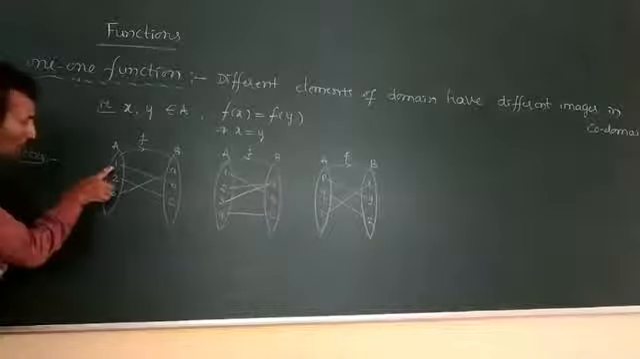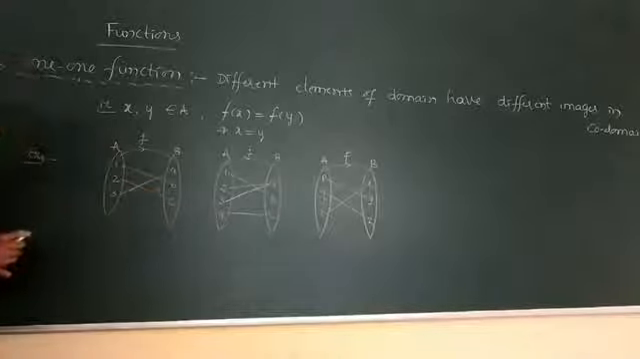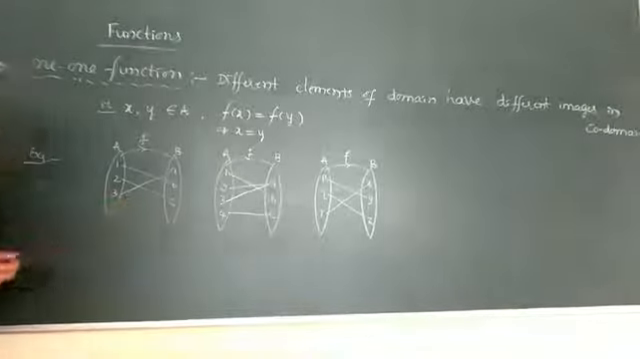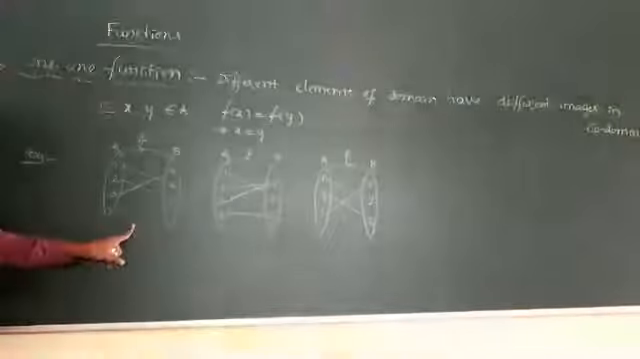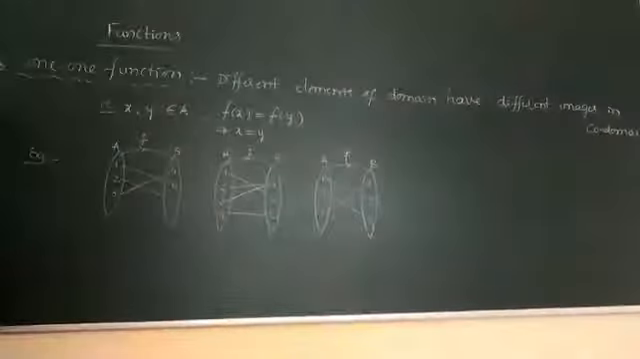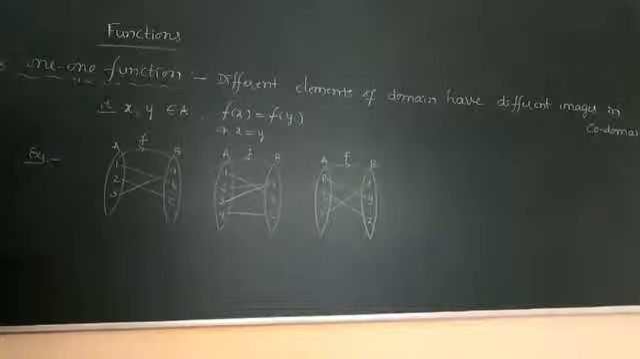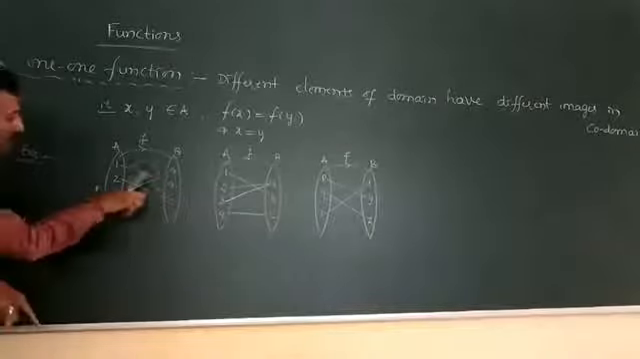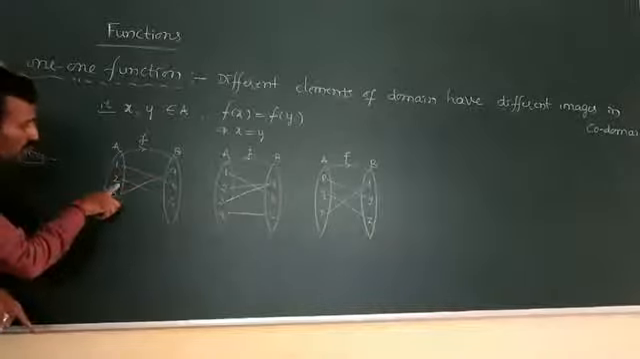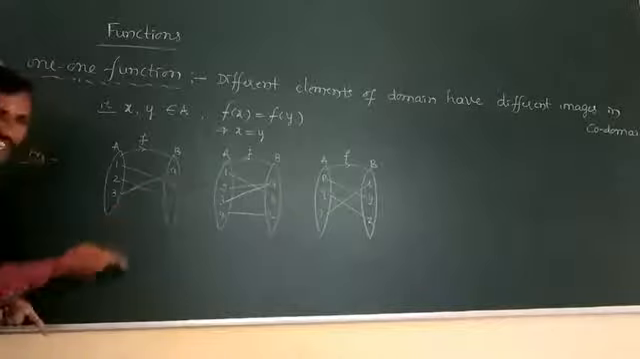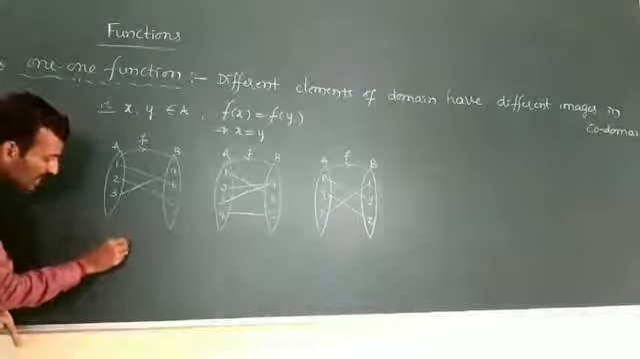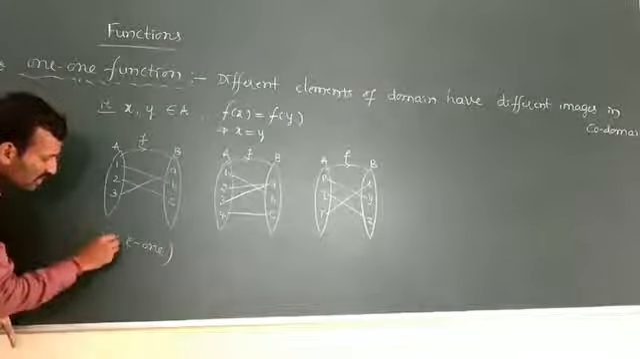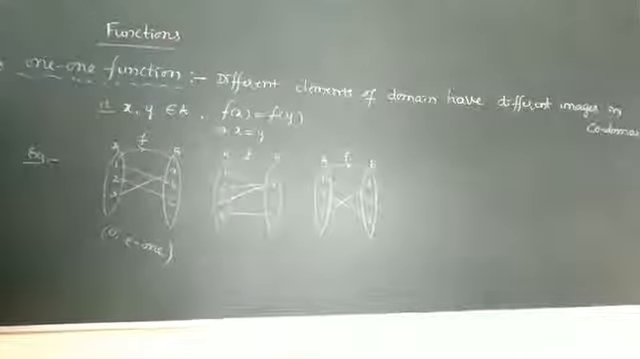The image of 1 is B, the image of 2 is C, and the image of 3 is A. So which type of function is this? It is a one-one function. Why? Because different elements of A have different images. 1 is related to B, 2 is related to C, 3 is related to A. That means this is definitely a one-one function.